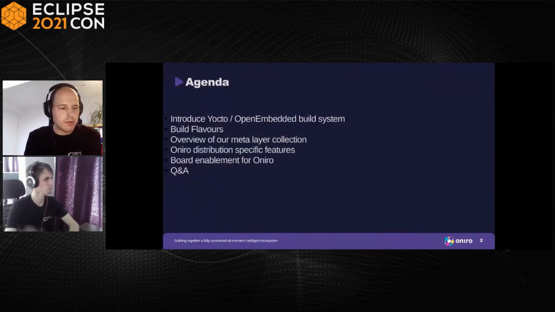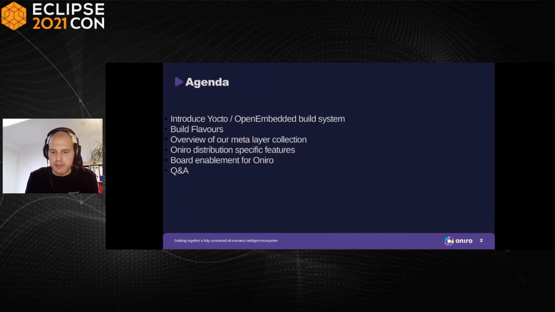So the agenda for today, for the next 30 minutes, is that we will talk a little bit about the Yocto OpenEmbedded build system, how we are using it, or what it basically is. Then we will start into what we call build flavors. I will go into that in detail. I will also bring you a little more enlightenment into the meta layers, the collection of meta layers we are using for Oniro.